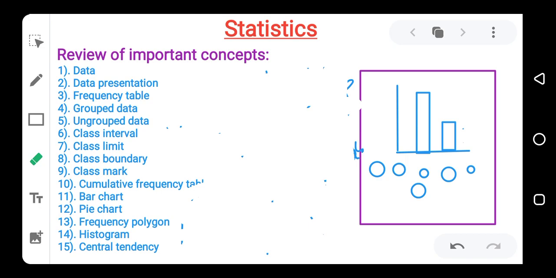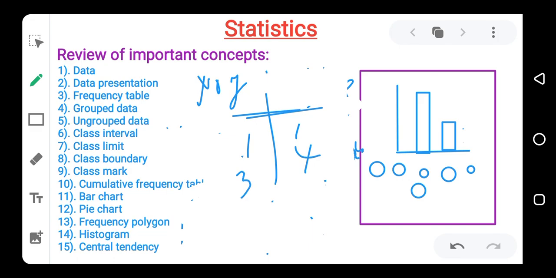Remember, in ungrouped data, what you do is that, let me say this is the number of students. For ungrouped data, maybe when the weight is 1, you check the number of students that have a weight of 1 kg. Maybe it is only one person, maybe only Michael, you say 1. Then maybe for the weight 4 kg, there are 5 people or 3 people that weigh 4 kg.